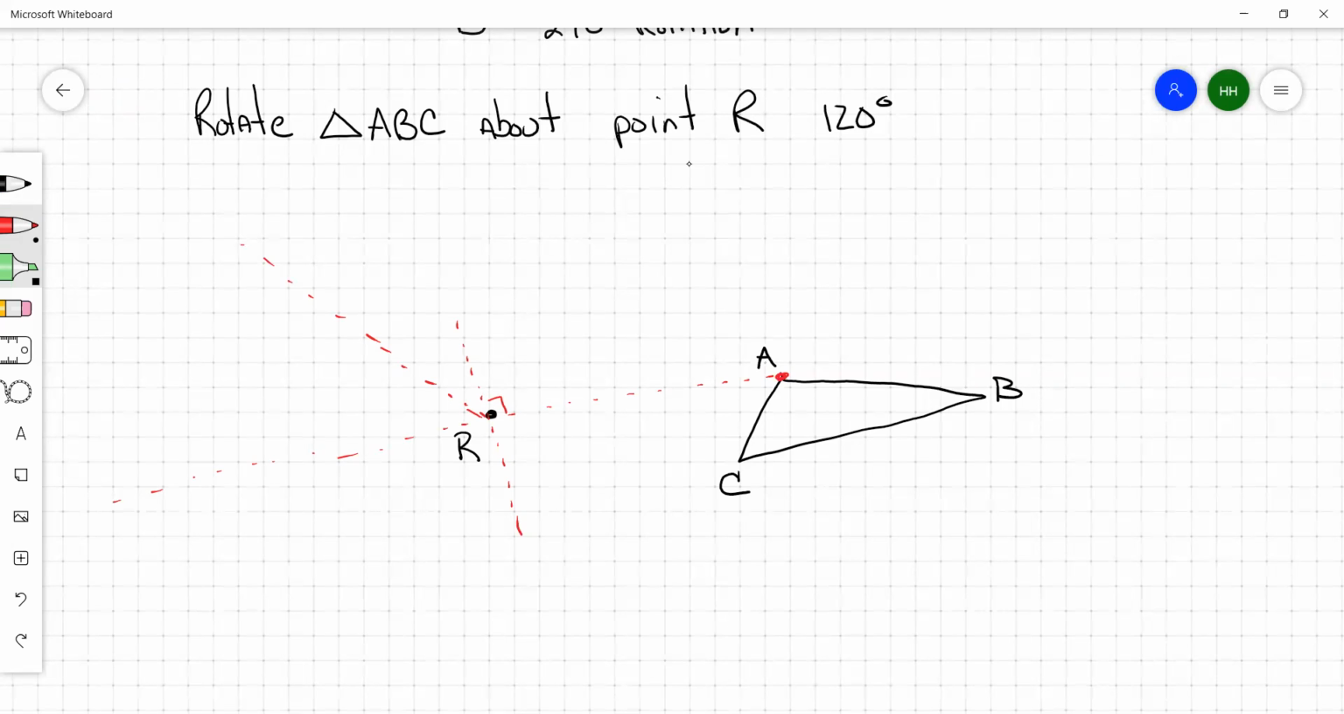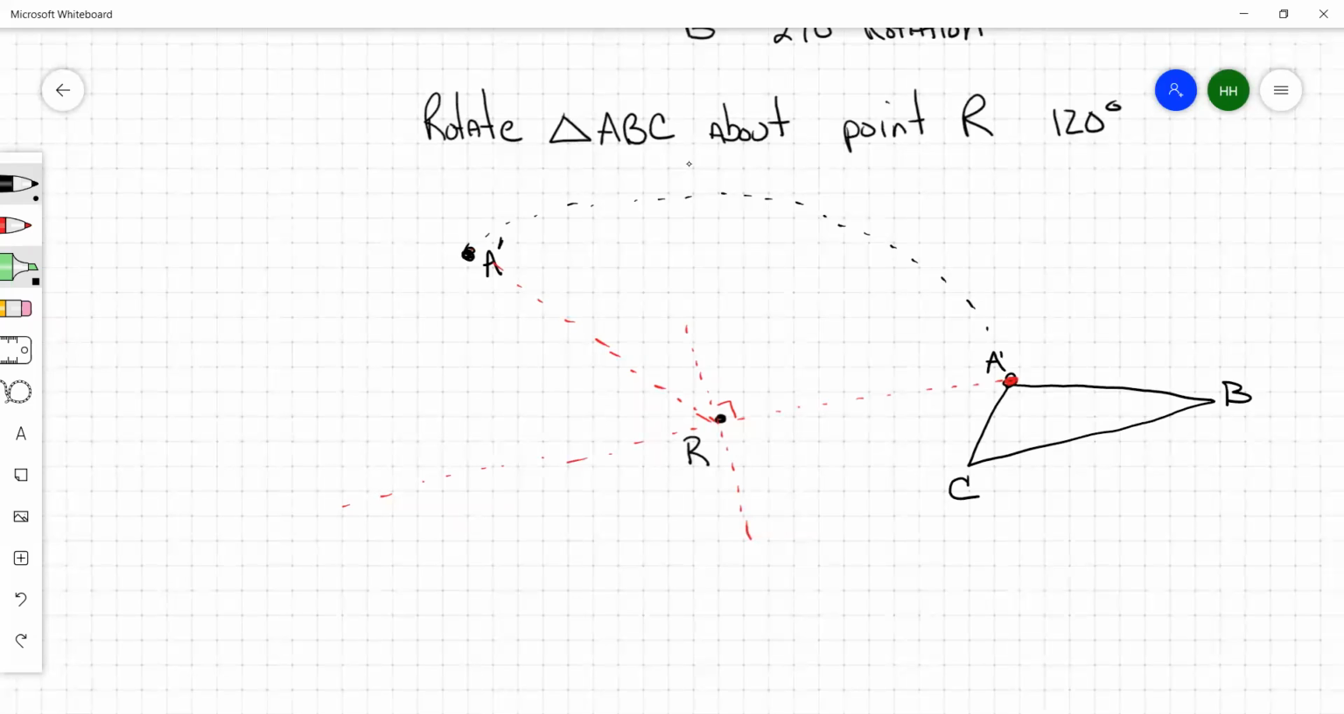And now look, we've got to stay the same distance away. A has to rotate this way. See it? A has got to go this way. It's got to rotate around R. It's got to stay the same distance away from R. Probably going to be up here, right about here, A prime. See it? You're just taking it and putting it on a circle that goes around R. You're moving in 120 degrees.